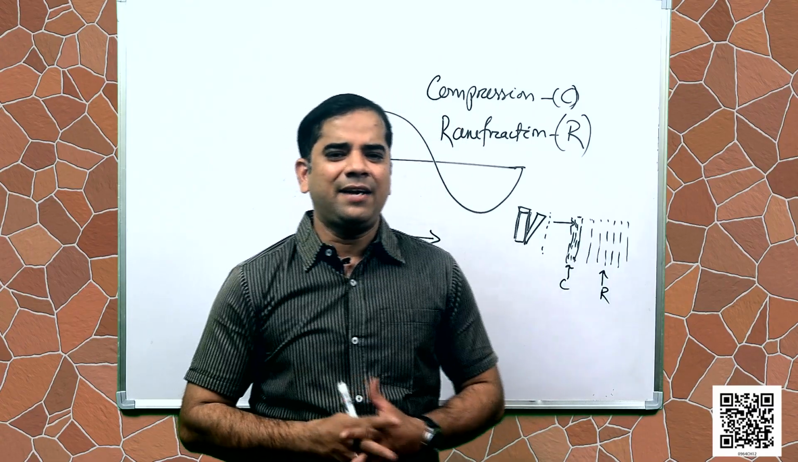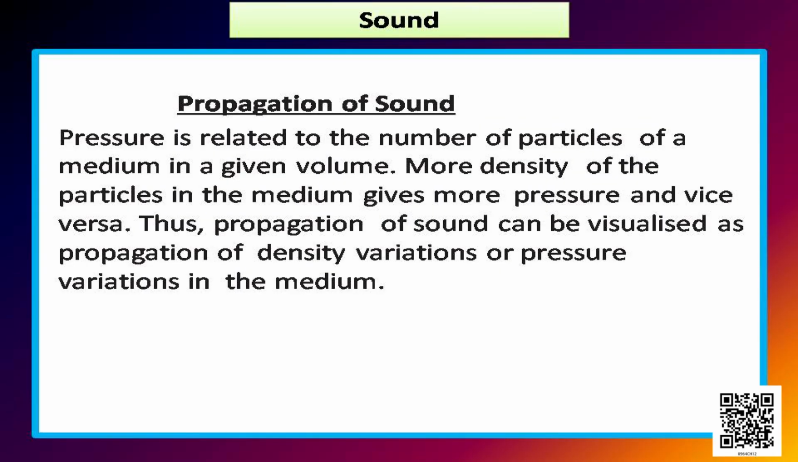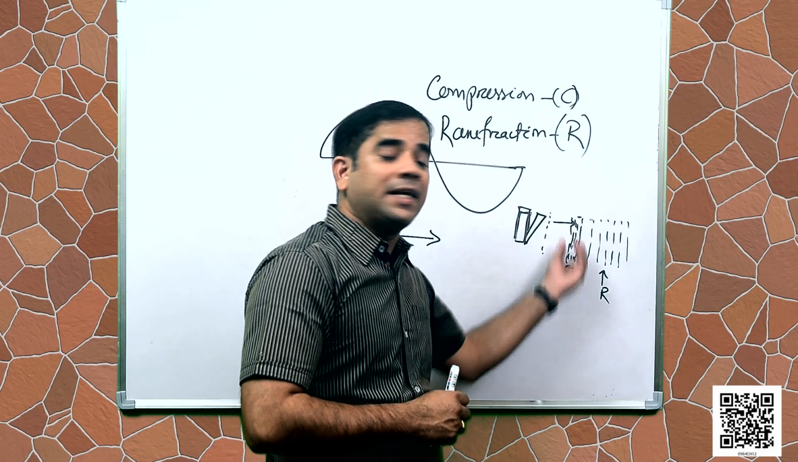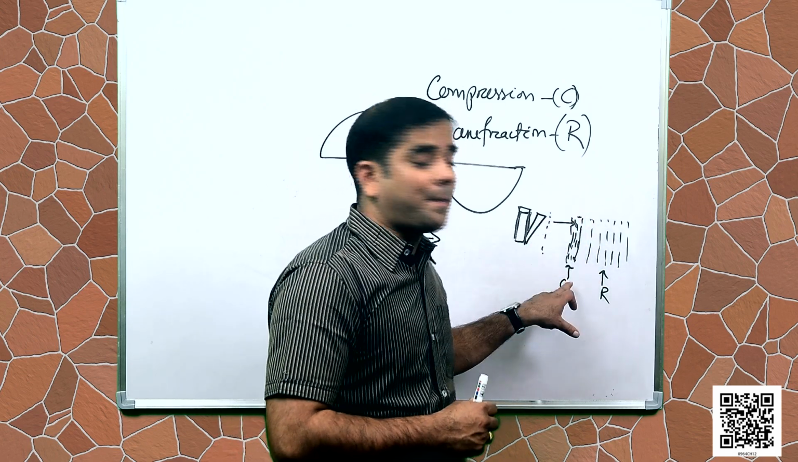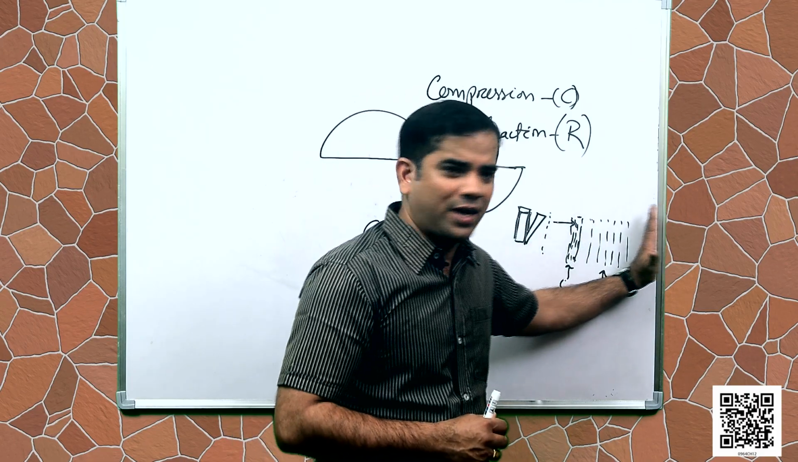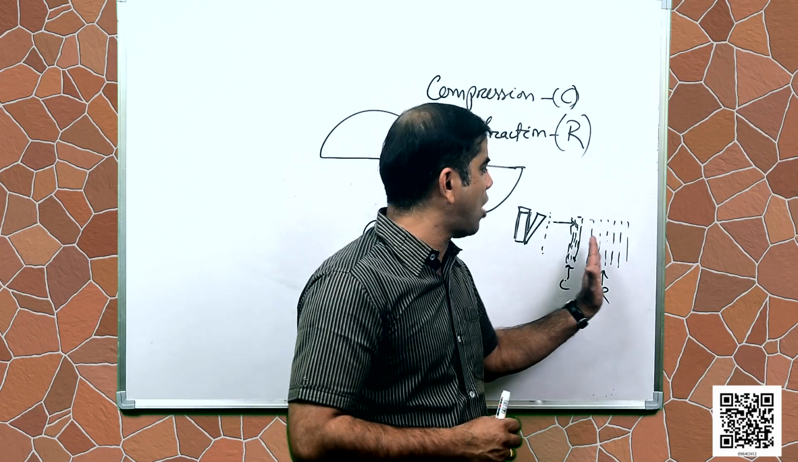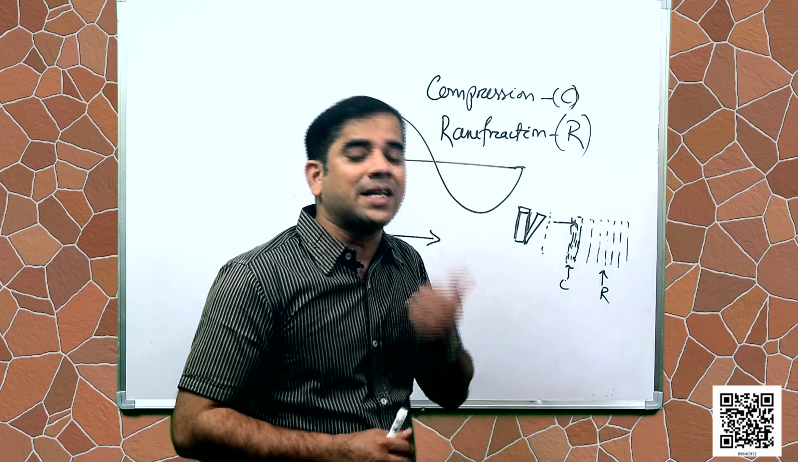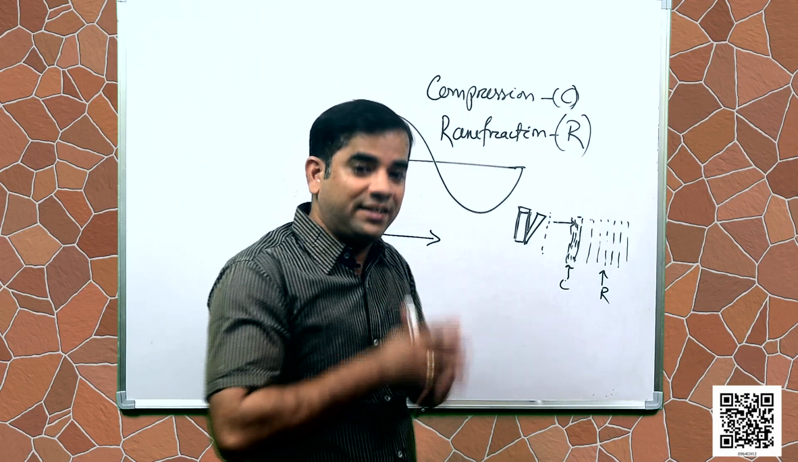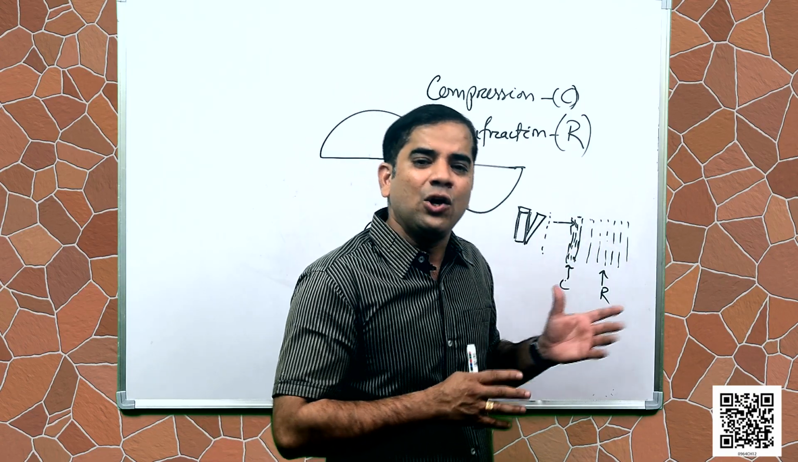Compression and rarefaction. Pressure is related to the number of particles of a medium in a given volume. More density of the particles in the medium gives more pressure, as I have already discussed that when the particles move ahead, they create more number of particles in this position. So by more number of particles, high pressure is generated over here. When they move backward, they create low pressure, because now for a certain amount of area there are fewer particles. As there are fewer particles in a fixed region, the pressure decreases and there is a low pressure.